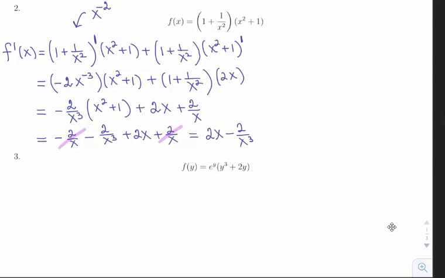Okay, so notice what I've done. I did the setup first, right? So first prime times second plus first times second prime. That's just following the formula. Then I carefully took the derivatives of each of the functions, multiplied through, combined like terms.